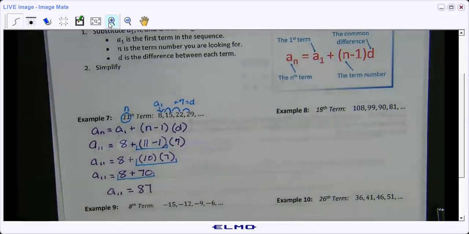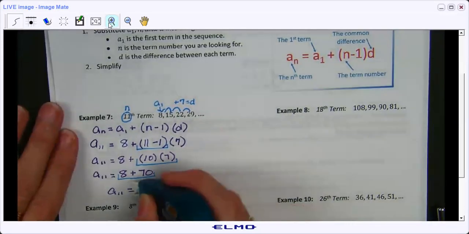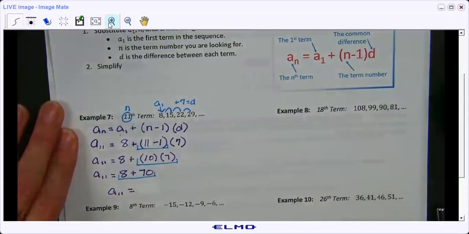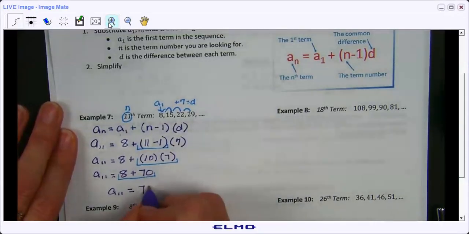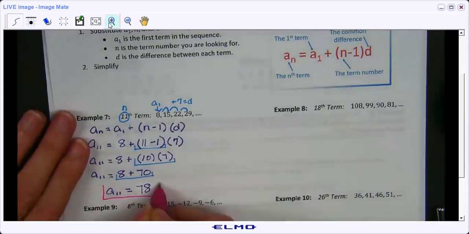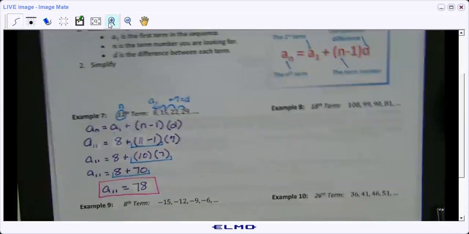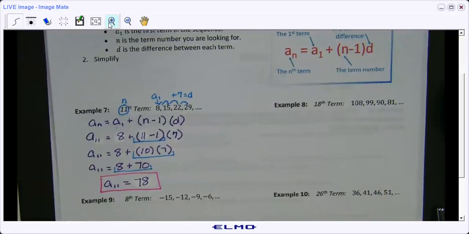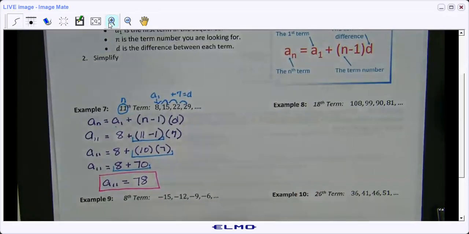That should be 78. Sorry, guys. All right, I'm going to do examples 9 and 11, and then you're going to do 8, 10, and 12 on your own.